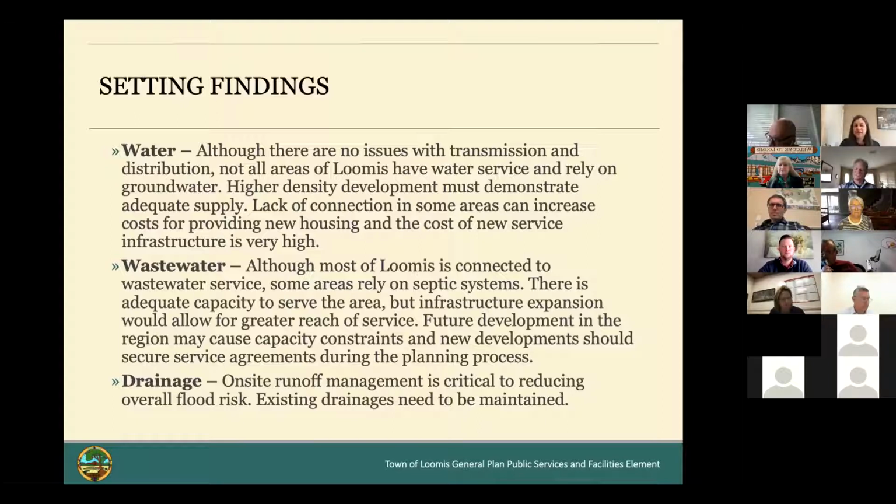Lack of connection in some areas can increase costs for providing housing, or just for those who might be on a well but want to connect to the water system. It can be extremely costly to make that change. In terms of wastewater, South Placer, I mean, oh, go ahead. Was there a question?